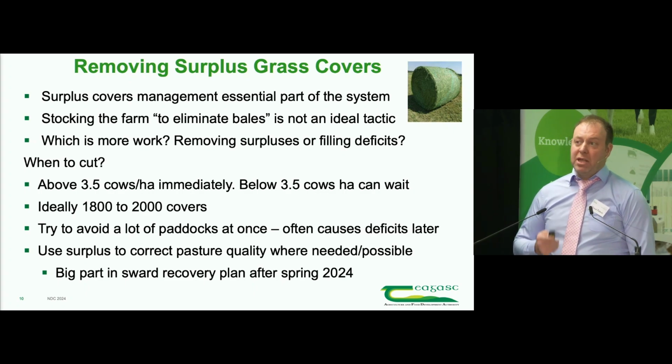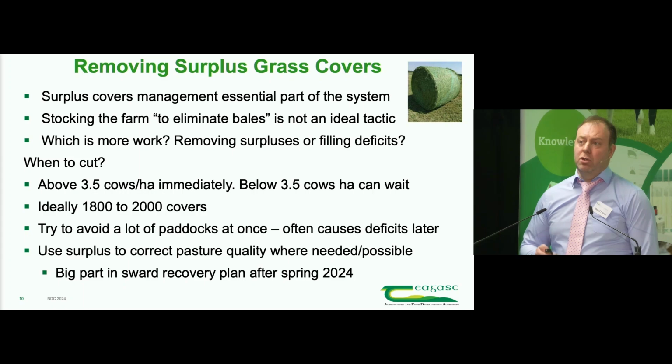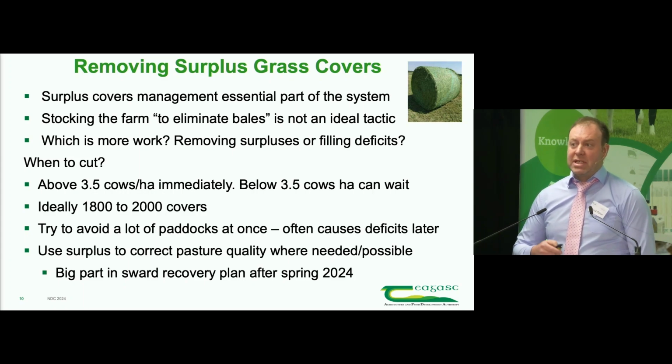So it's a big tool in the toolbox, and it was a huge thing in 2024 in terms of sward recovery. So as I said, graze outs weren't perfect or anywhere near it in spring, so we had a lot of tidying up to do in the summertime, and even that was difficult with the way things transpired.